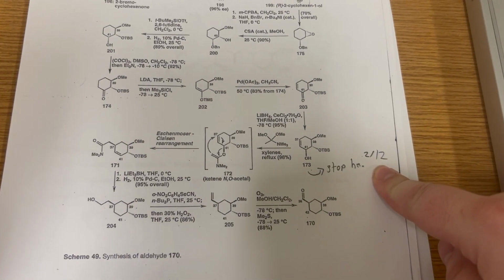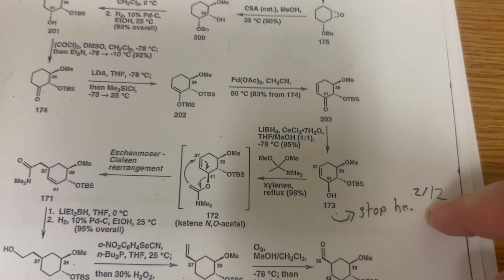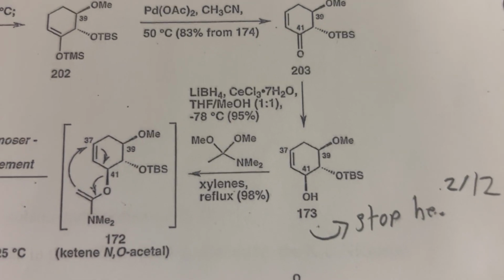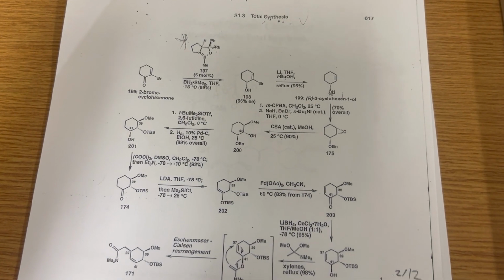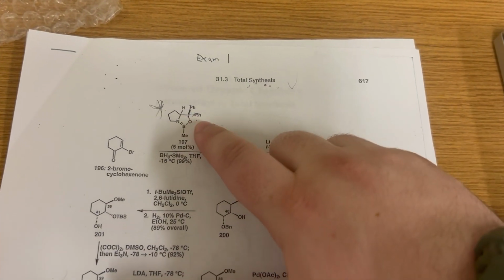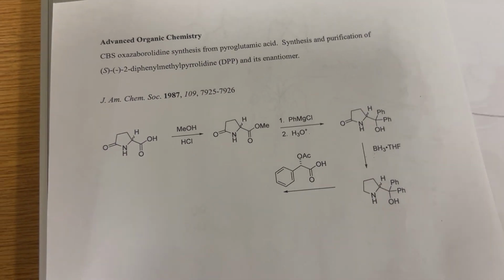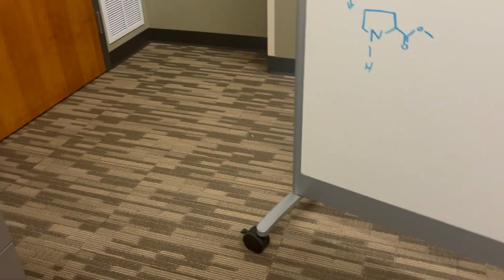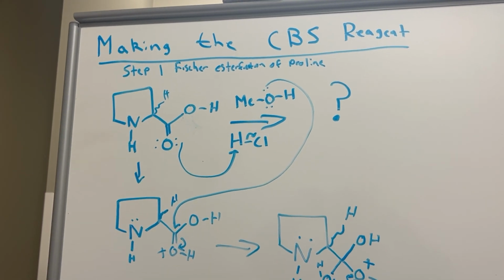So this is everything on exam 1 that we have to get through, and we're currently in class 212. We stopped after the reduction of this carbonyl into the alcohol, but we're going to get to that either today or tomorrow. But first, even before we get into this, we have to make this CBS reagent, which is basically this worksheet, which I have started the first step on the board over here. So we have to make the CBS reagent.